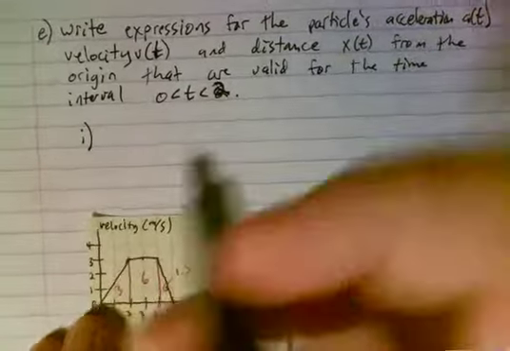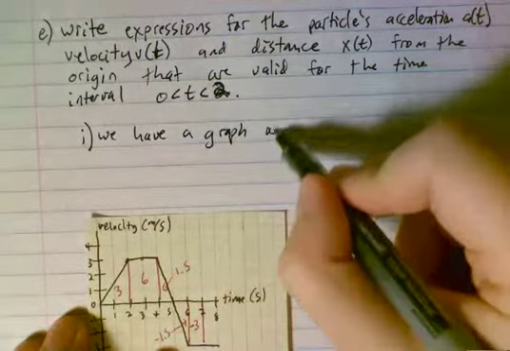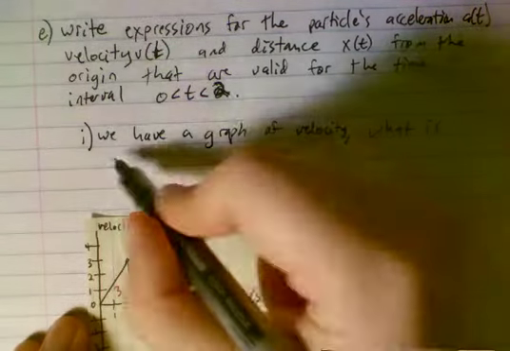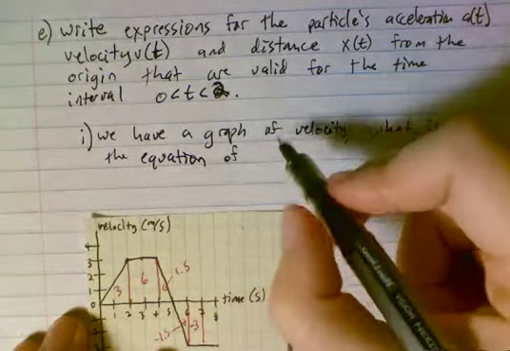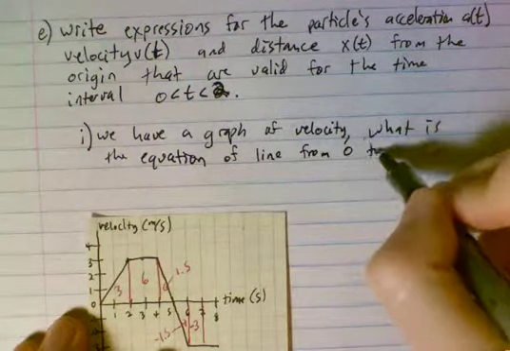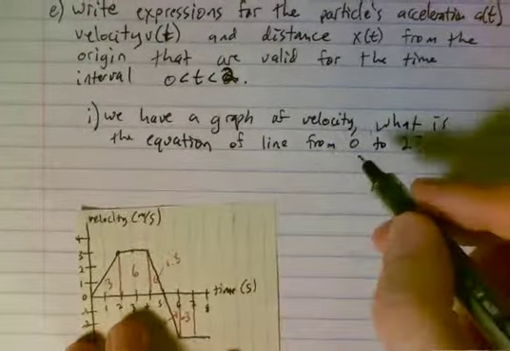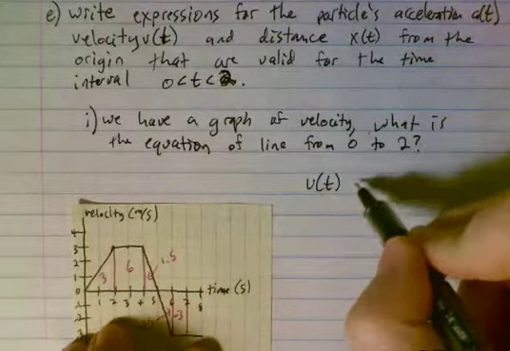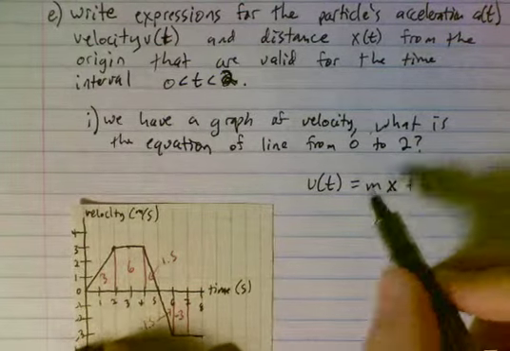So first things first, we have a graph of velocity. What is the equation of the line from 0 to 2? Let's go ahead and write this in y equals mx plus b form, or v of t equals mt plus b. First thing that we want to know is our slope.